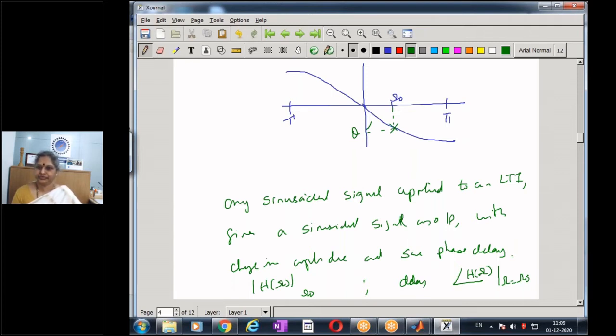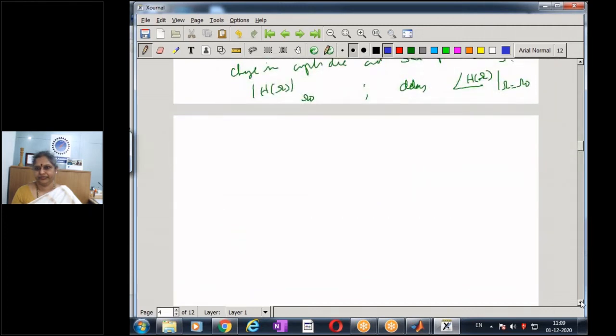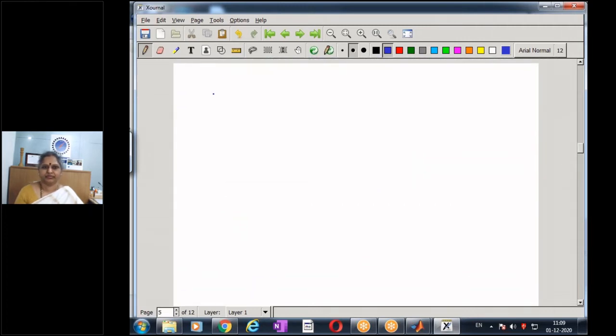Now we will take a small deviation here. Let us recall the linearity property of systems.